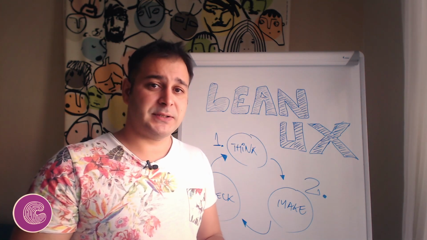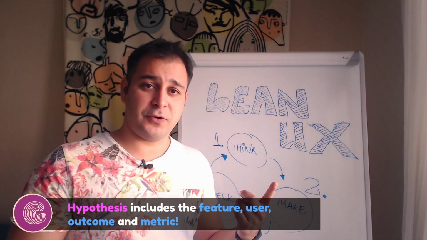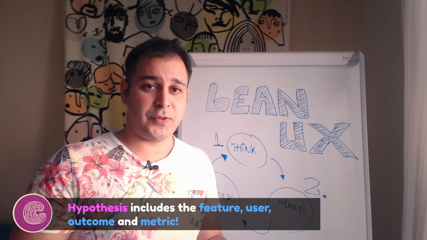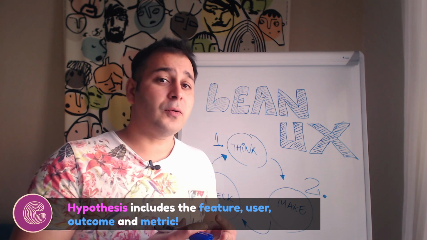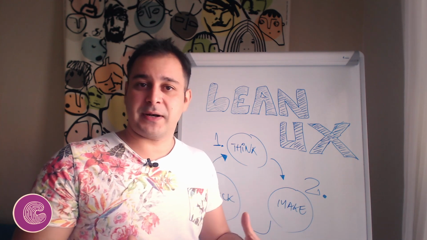The hypothesis needs to contain 4 key elements. One is the feature that you're going to build. Second is the users that you want to address with your feature. Three, the outcome you're after. And four, how you're going to measure, how you're going to recognize success.